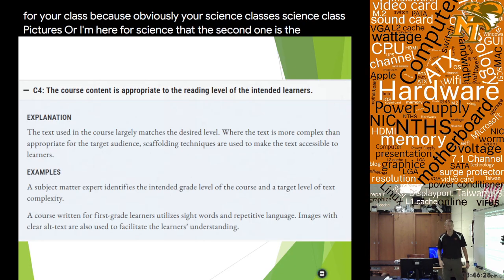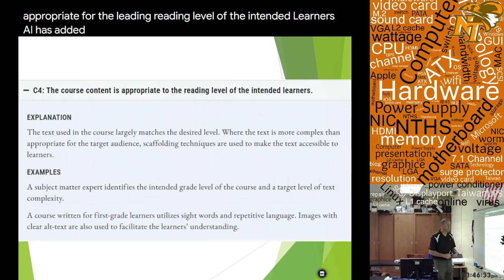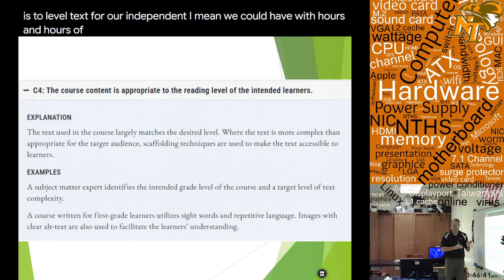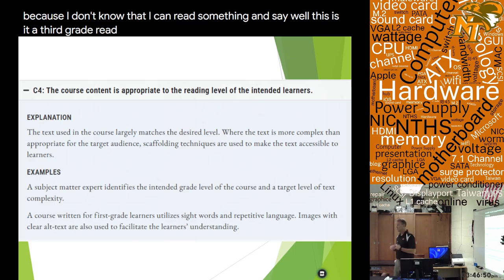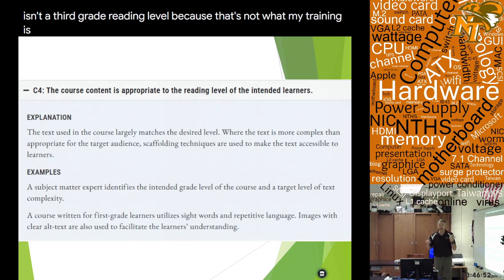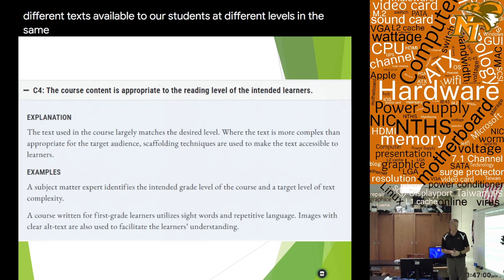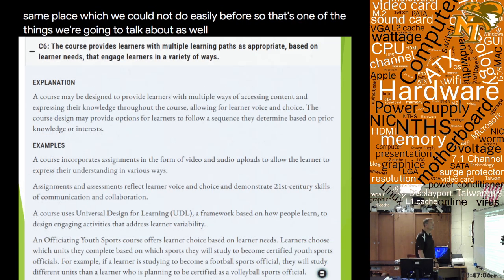The second one is the content appropriate for the reading level of the intended learners. AI has added something that we could not do 5 years ago, and that is to level text for our students. I could not have done it without hours and hours of work, and quite honestly, I don't know that I can read something and say, well, this is at a third grade reading level, because that's not part of my training. However, AI does that for us now. So we have the ability to make different text available to our students at different levels in the same place, which we could not do easily before. So that's one of the things we're going to talk about as well.